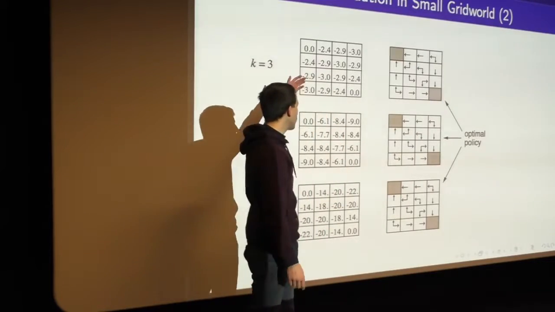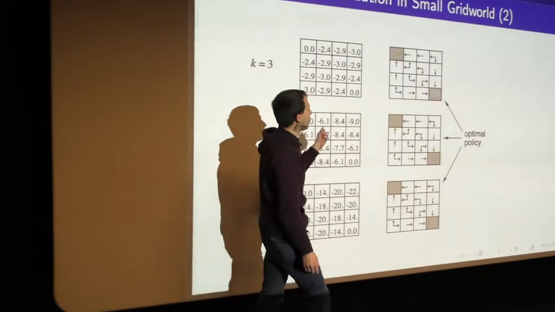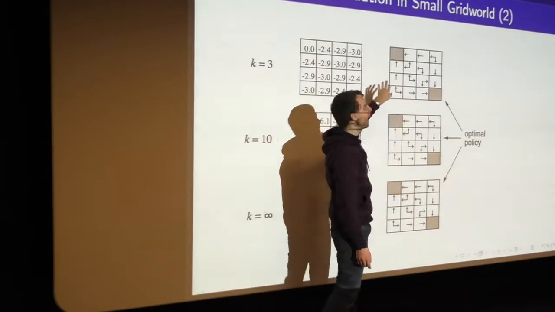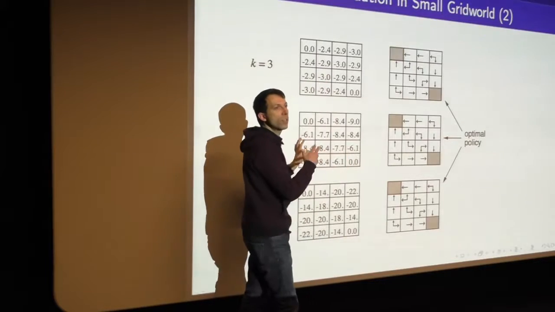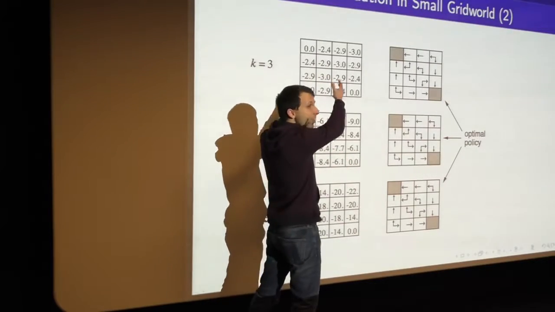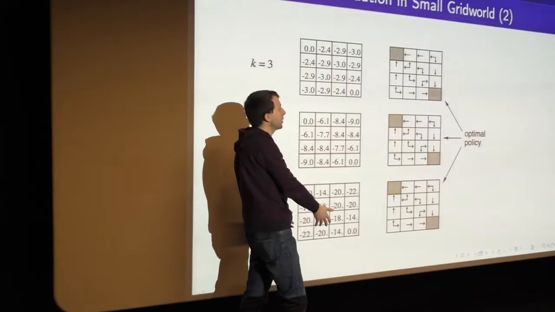And after just 3 iterations, before we've even iterated all the way to convergence, we already have the optimal policy when we behave optimally with respect to this value function. So hold that thought. This intuition is going to be useful later, that you don't actually have to iterate this thing all the way to convergence.